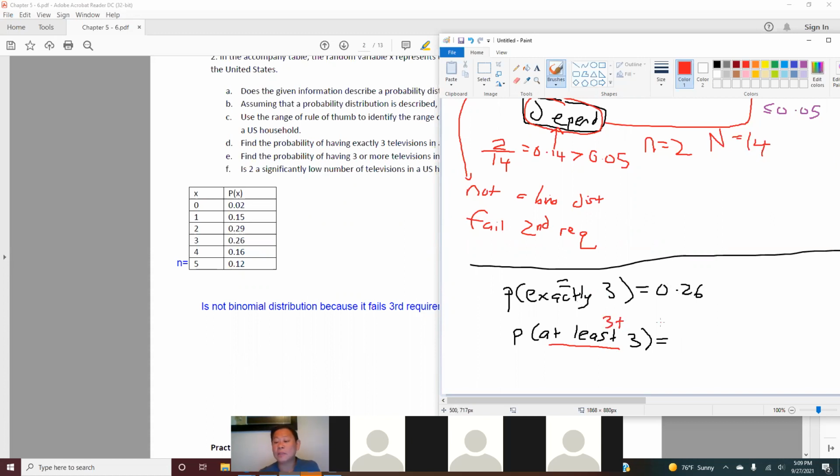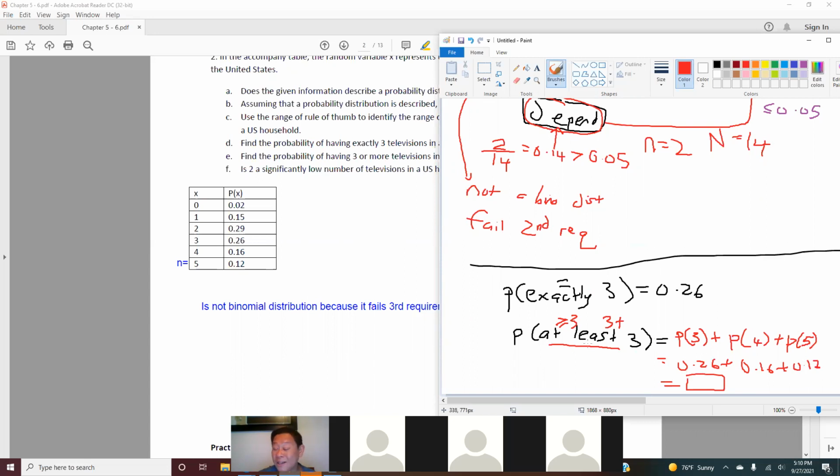And what is 3 plus in this case? It means the probability of exactly 3, plus the probability of exactly 4, plus the probability of exactly 5. That's the reason I use 3 plus. In your StatCrunch, they use greater than or equal to 3, which means 3 and higher. If you look at this table, you have to add 0.26, 0.16, and 0.12. I think you know how to add using your calculator, so you have to add these 3.